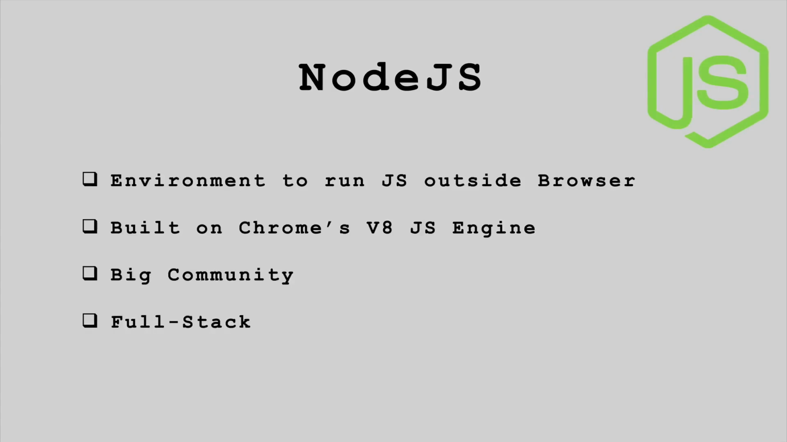What is Node.js? And even though there are plenty of good answers out there, the one that I like the most is this one. Node.js is an environment to run JavaScript outside of the browser. Node.js was created in 2009, and it's built on top of Chrome's V8 JavaScript engine.